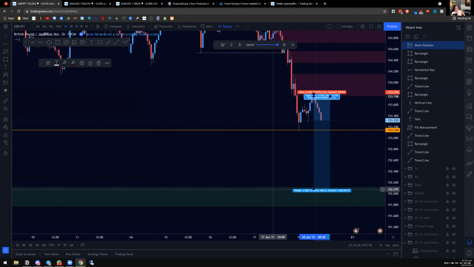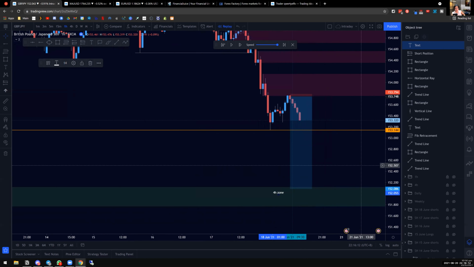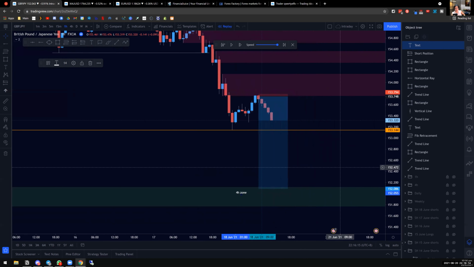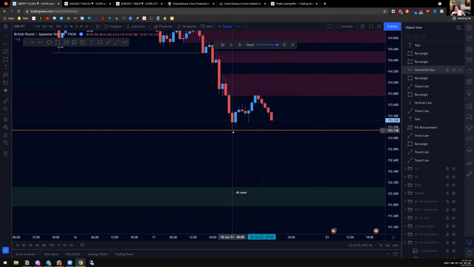So the bottom one is the 4-hour. Let me put it up. This is the 4-hour zone. So just aim for this as your targets. So this one will have given you 36. So in this case, if you miss this entry, it's okay. Wait for this support to break.